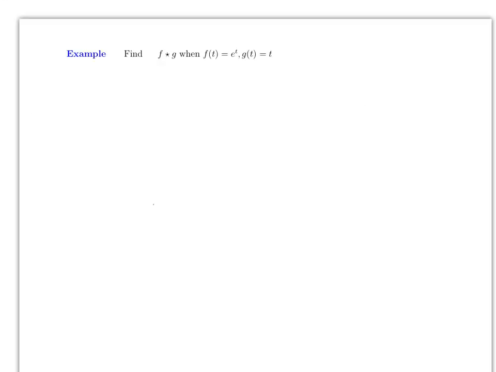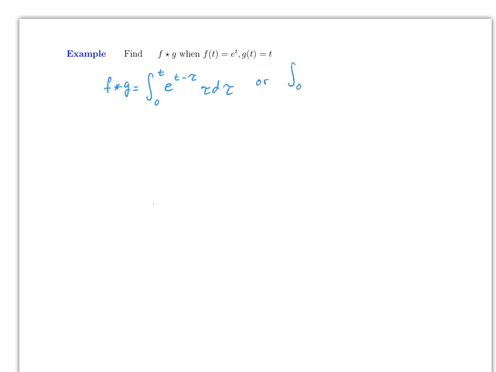All right, now let's try the following example. The question is asking you to find the convolution between f and g when f is equal to e to the t and g is just equal to t. Okay, so remember by definition, f convolution with g is the integral from 0 to t of e to the t minus tau, times tau, d tau. Remember, we're integrating with respect to tau. You can switch this around and it should give you the same answer.